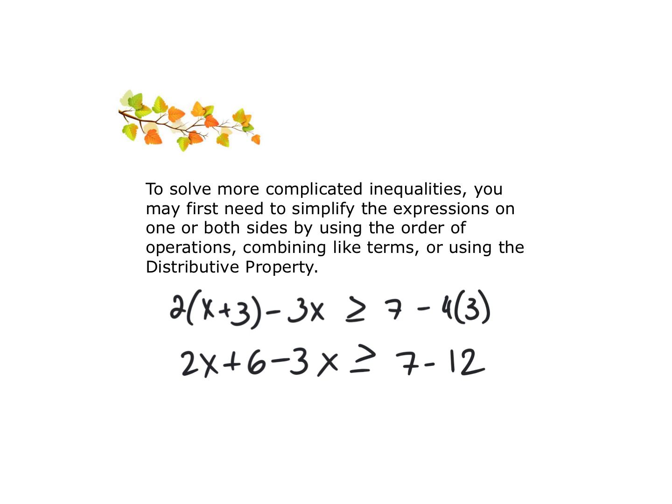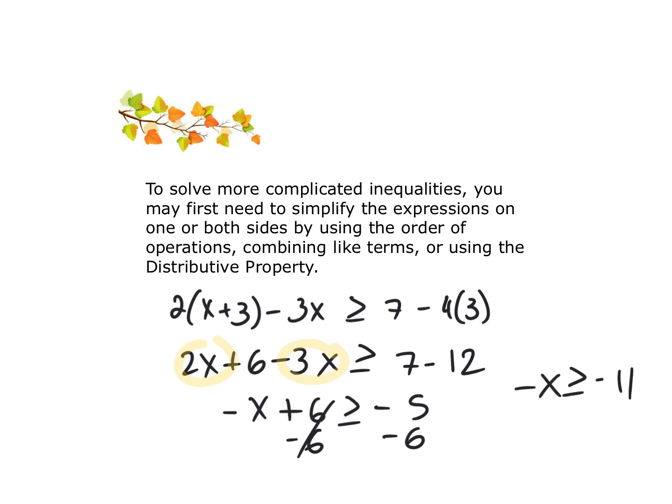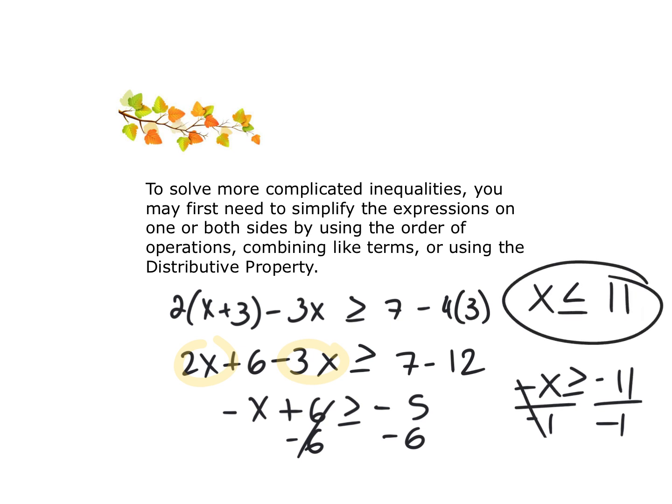Afterwards, I would actually choose to combine these two x's to give me negative x plus 6 is greater than or equal to. Now I can combine the 7 and the negative 12 to give me negative 5. Let's say I subtract the 6 on both sides, and I'm left with negative x is greater than or equal to negative 11. And since I want the x to be positive, I will divide by a negative 1 on both sides, which in turn leaves me with x is less than or equal to 11.